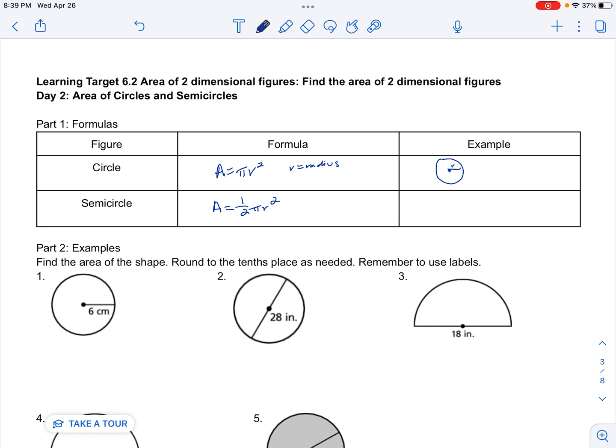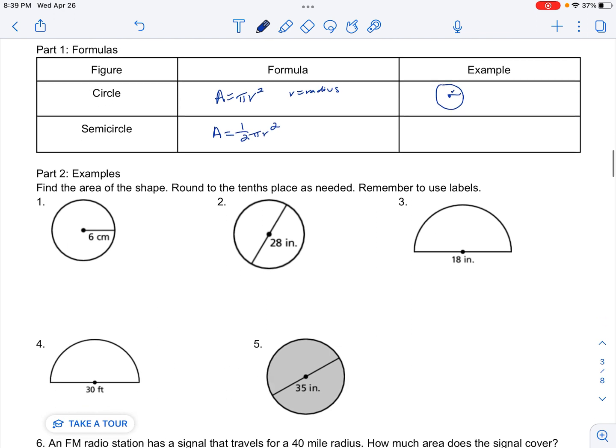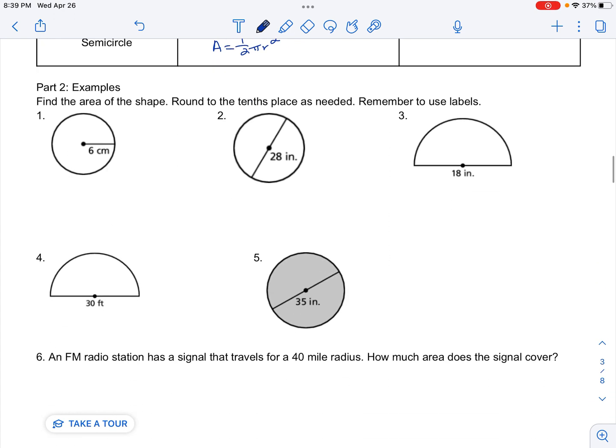Just a reminder that you're using the pi button on your calculator, not 3.14. Use the actual pi button. So, area of the shape. Looking at the first one, we have a radius of 6. So we are just subbing that right into our calculator exactly how we see it, including those parentheses and with that pi button. We're rounding to the nearest tenth and then also using our labels.